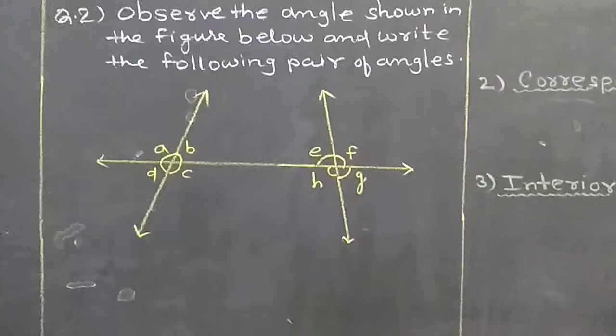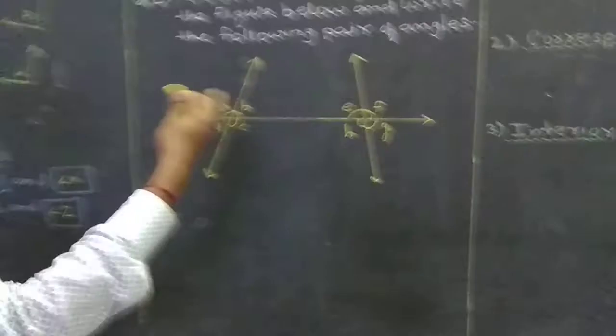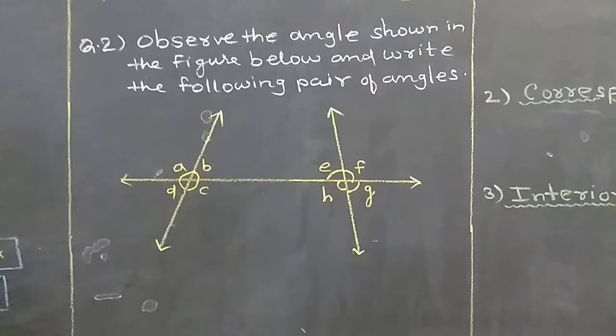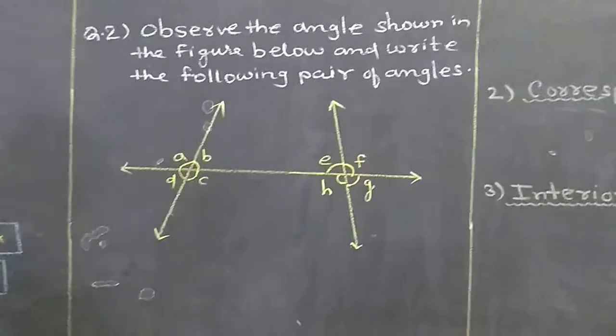Here, dear students, we have completed our first question of practice set 2.1. Now one more question is given here. Observe the angle shown in the figure below and write the following pair of angles. You only have to write down the pair of angles.